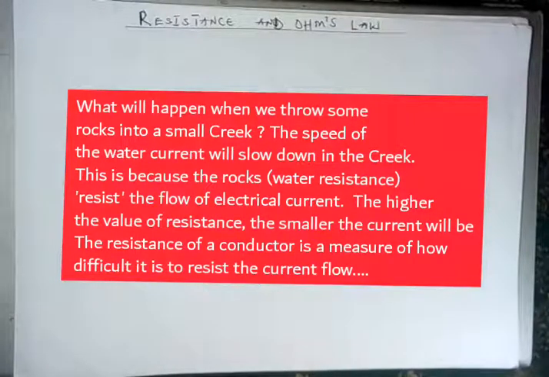So a similar concept is also used in an electric circuit. We regard this as a resistor, which causes resistance or current resistance. What they do is they resist the flow of electrical current. So the higher the value of resistance, the smaller the current will be. So the resistance of a conductor is a measure of how difficult it is for current to flow in a particular circuit.